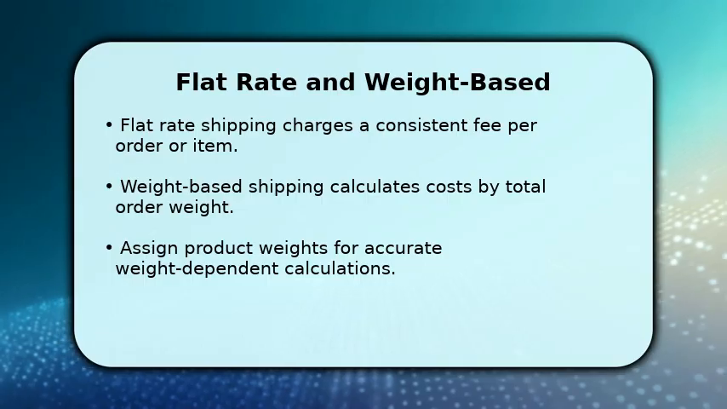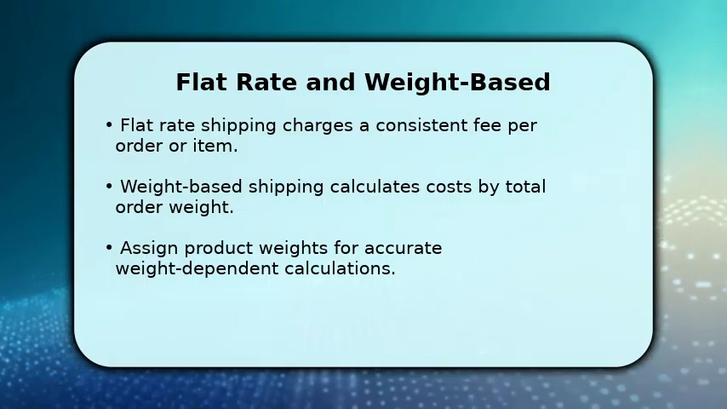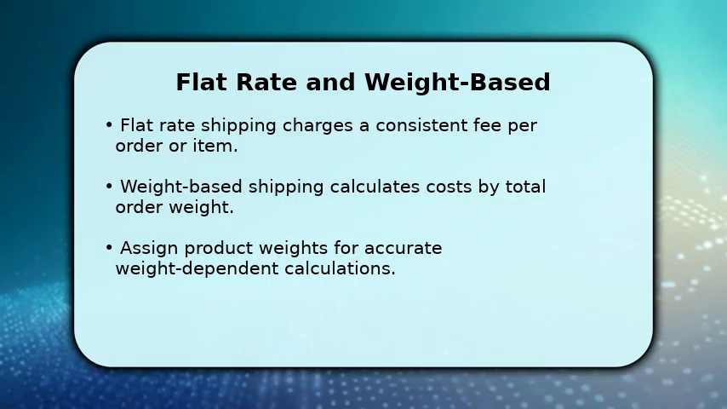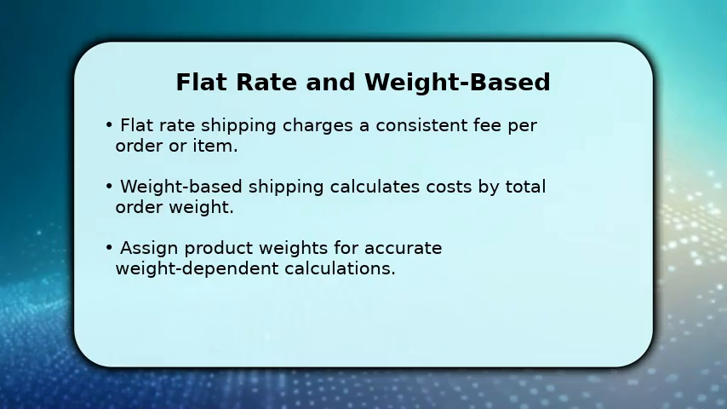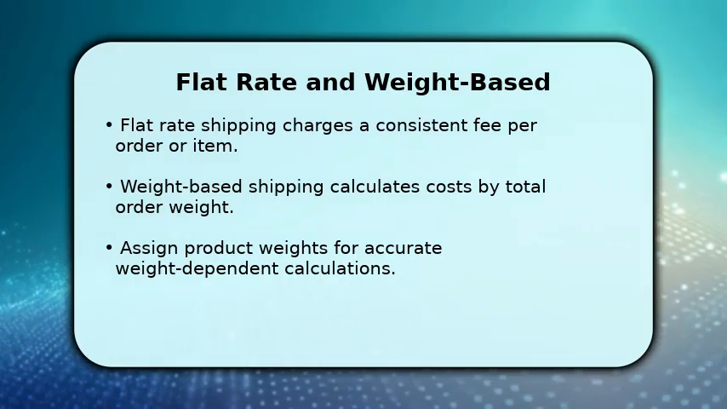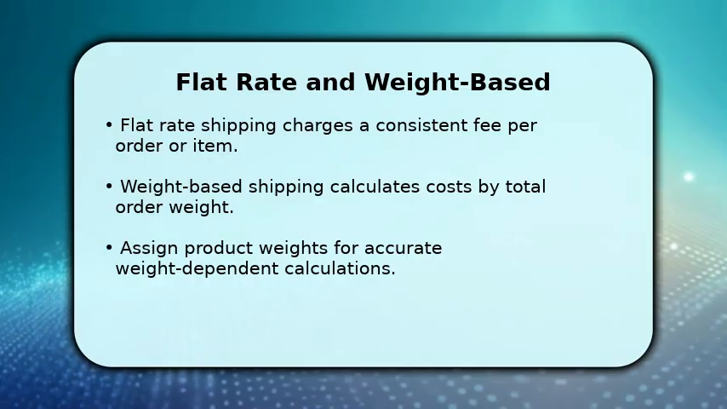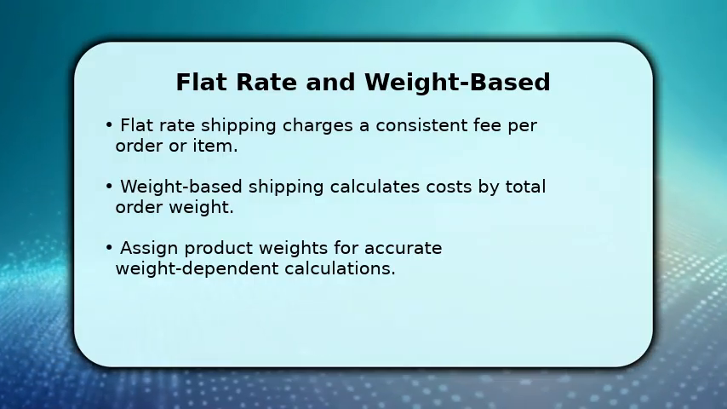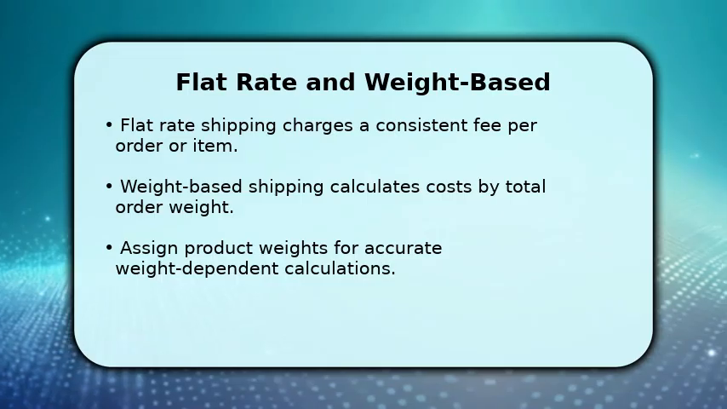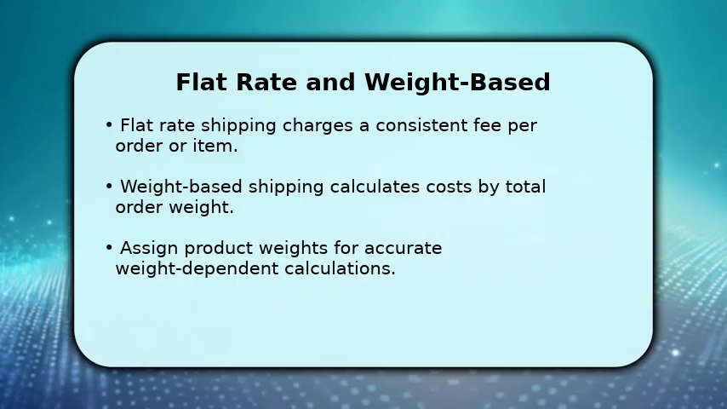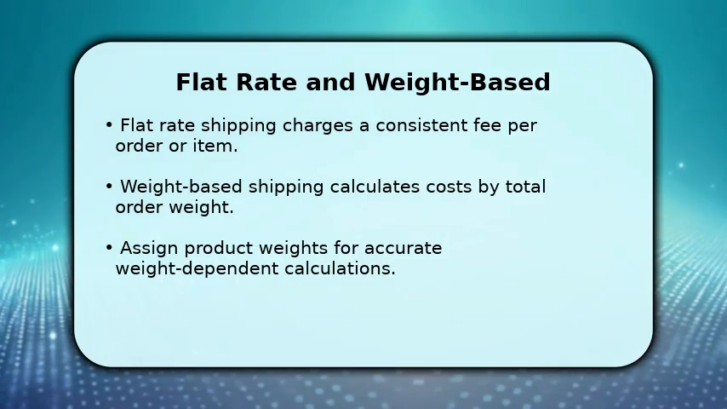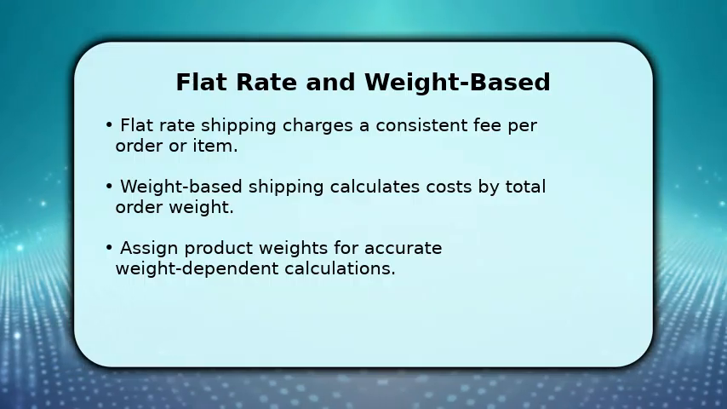Flat rate shipping is straightforward, allowing you to charge a fixed amount, perhaps $5 per order, or an additional $2 per item. For products with varying sizes, weight-based shipping is ideal. You define cost tiers based on total order weight, for example, $10 for orders up to 5 pounds. Remember to accurately input product weights for this method to function correctly.